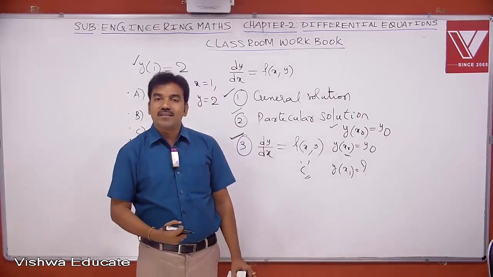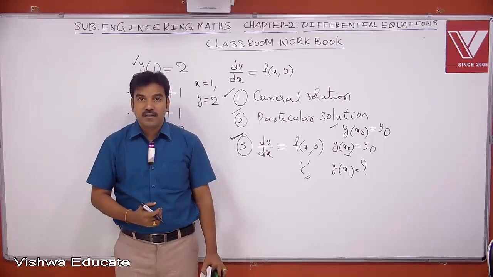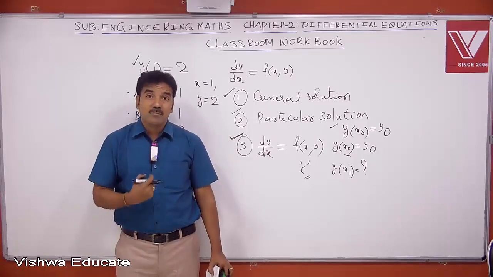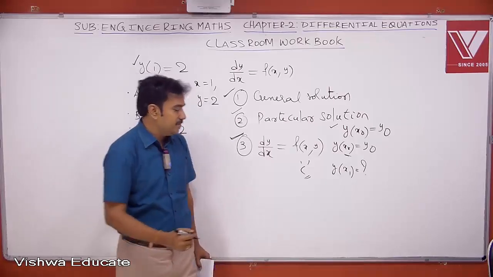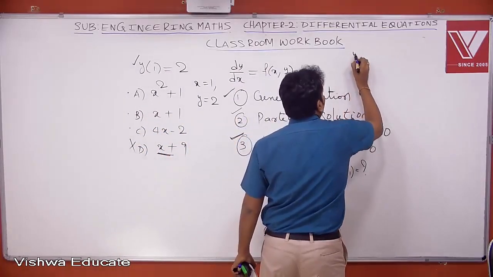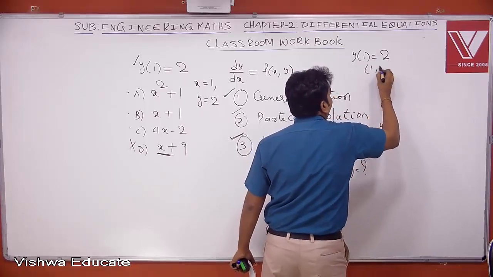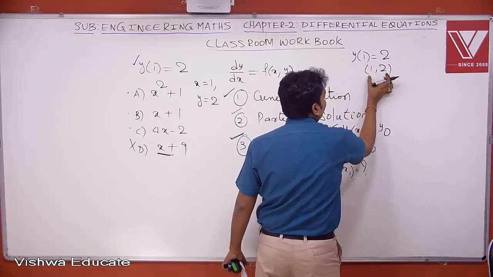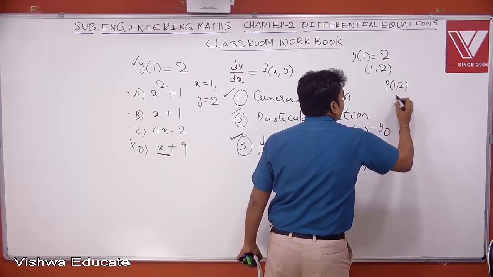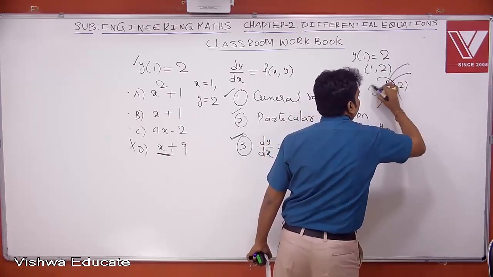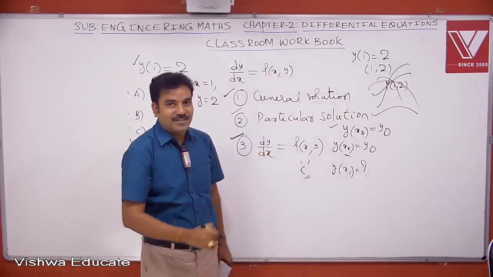So if all boundary conditions are satisfied by any option, that may be the right answer, may not be the right answer. But if it fails to satisfy that boundary condition, then 100% it's a wrong answer. Let me give clarification. Suppose the condition is y of 1 equal to 2. That means x value is 1, y value is 2. That means the curve is passing through the point (1, 2). Assume that this is the point (1, 2). So multiple curves may pass through this. But if a curve does not pass through this, it's not the right answer.